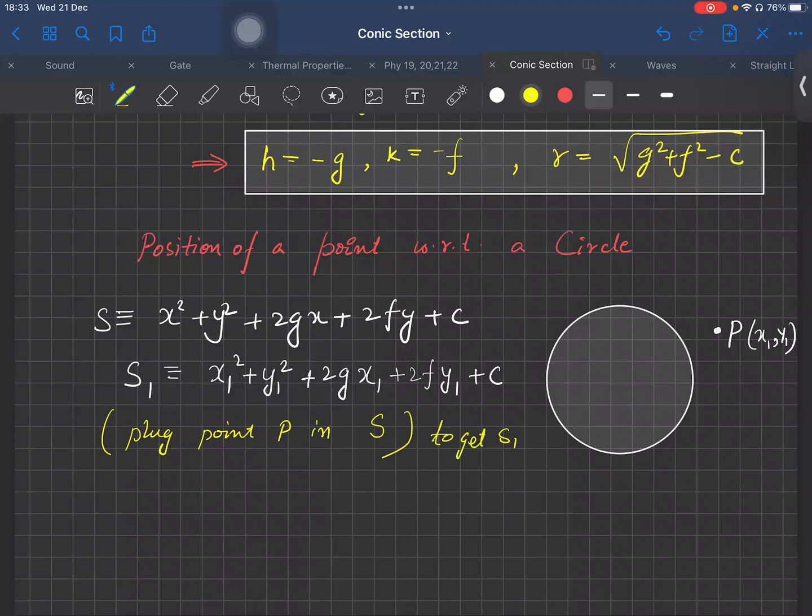Now if S1 is greater than 0, the value of S1, because your g, f and c are known quantities, right? g and f give you the center, and the radius you will get as the square root of g square plus f square minus c. So those are known values, and x1 and y1 are also known, so you will get some integer value. If that integer S1 is greater than 0, that means the point P is outside the circle.